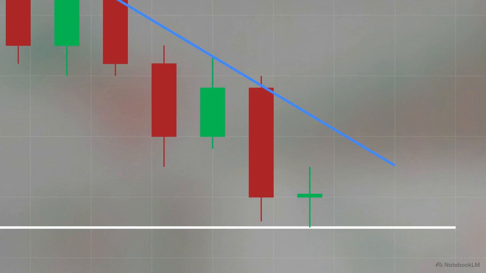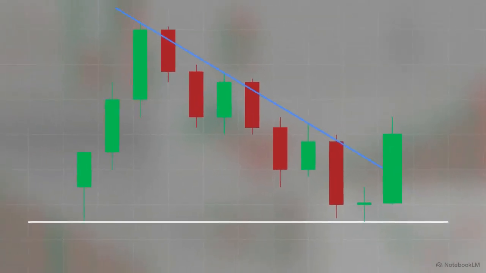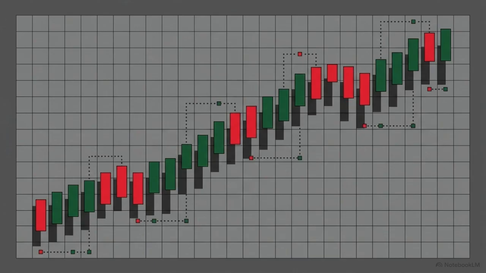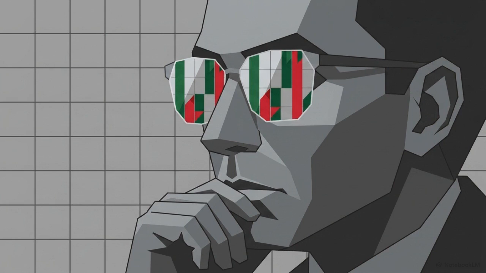Immediately after that hesitation, a green engulfing candle appears. It shatters the downtrend line, signaling buyers have officially reclaimed control. No chart predicts the future perfectly, but by treating price action like footprints in the sand, you transform trading from blind guessing into an educated decision based on real human behavior.